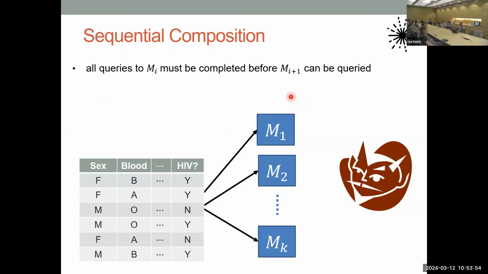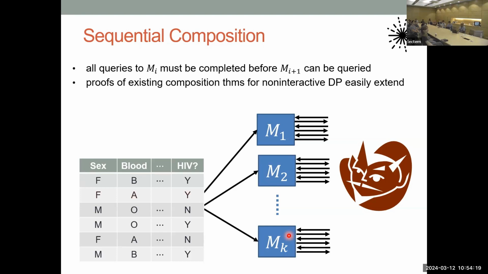So what was fairly straightforward to handle was what's called sequential composition, where I have, say, K interactive DP mechanisms. The adversary or analyst gets to interact with the first one and has to finish before it starts interacting with the second one, and then it can interact with the third and so on. That's called sequential composition. And it's fairly straightforward to extend the proofs of existing composition theorems for non-interactive differential privacy to the interactive setting.